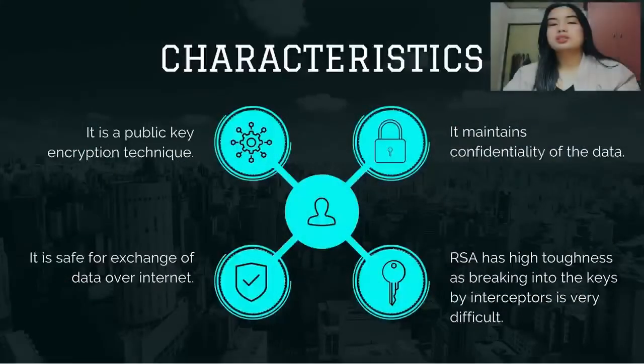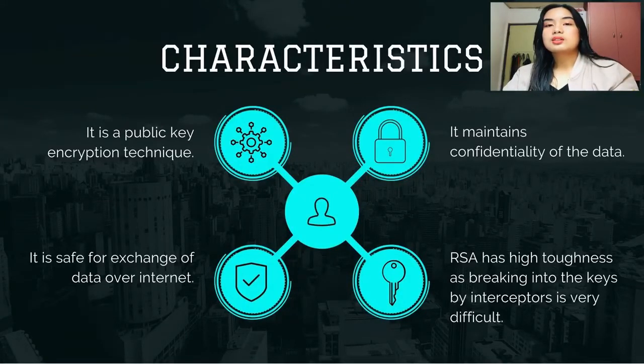Now we move on to the characteristics of the RSA algorithm. The first characteristic is that it is a public key encryption technique and it is considered the most secure way of encryption. The second is that it is safe for exchanging data over the internet as it also maintains the confidentiality of the data. And lastly, RSA has high toughness, as breaking into the keys by interceptors is very difficult.